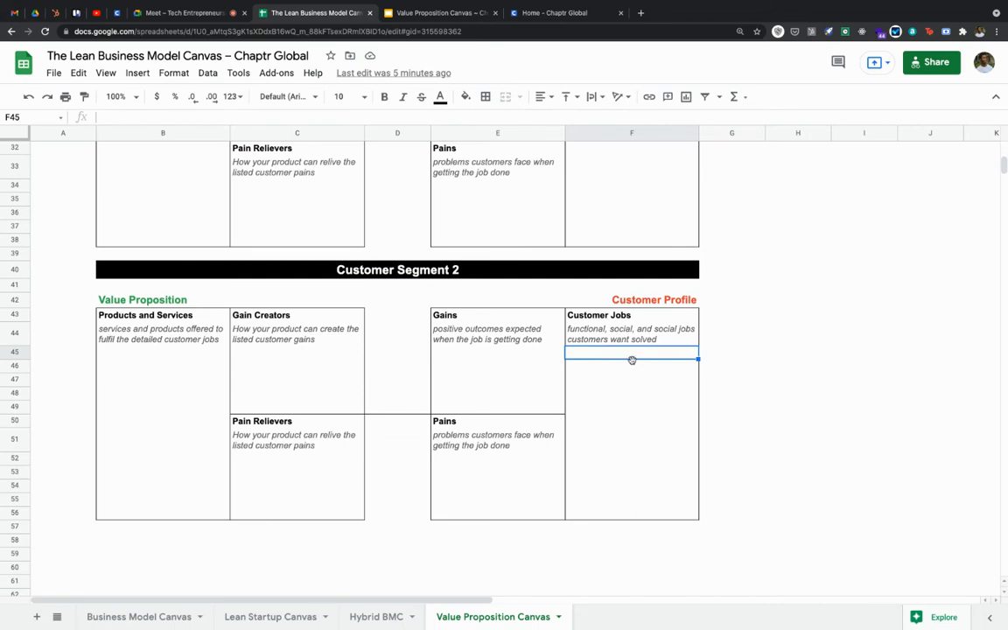Just like the BMC, we will start our value prop canvas from the right, and we'll start asking, what are some of the key customer jobs? The functional, social, and emotional jobs that customers want solved when they're using something like SafeBoda. First of all, let's define the problem. What is the problem that SafeBoda is solving?